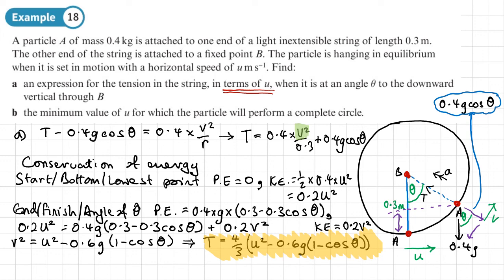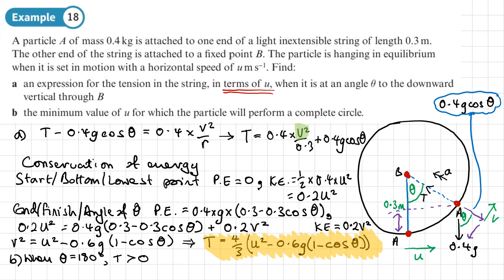And last of all, part B. And part B is asking us to find the minimum value for u for which the particle will perform a complete circle. Now right at the start I said that if you have particles attached to string, then we want the tension at the top here to be greater than 0. So when theta equals 180 degrees, we want T to be greater than 0.